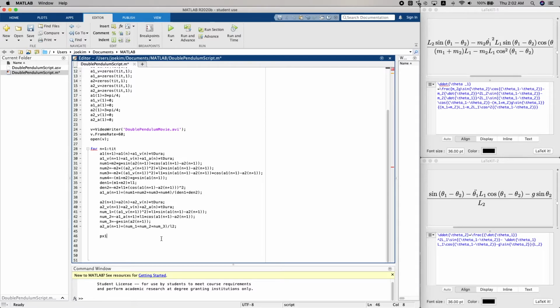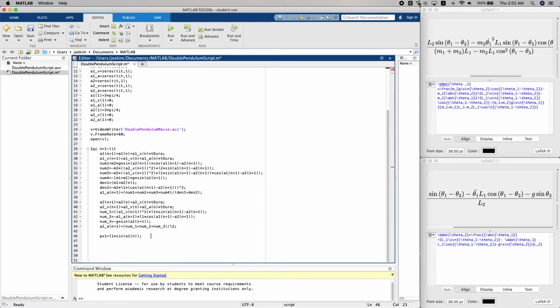And that's going to be equal to L1 times sine of A1. And again, we now need the nth term, because this is a general term, not the n+1 term. This has nothing to do with the Euler approximation. We're just going to plot every point on that nth iteration.